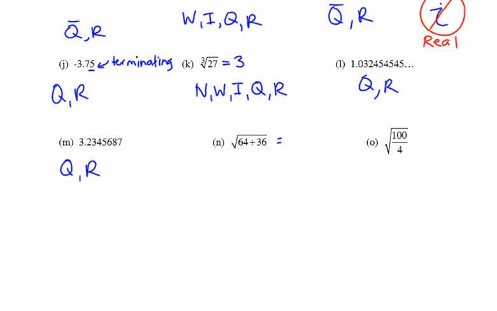Okay. What's 64 plus 36? It is 100. Square root of 100 is 10. So that's all of them again, all of them except for irrational. And the very last one, what's 100 divided by 4? So square root of 25 is 5. So again, it's all of them excluding irrational.